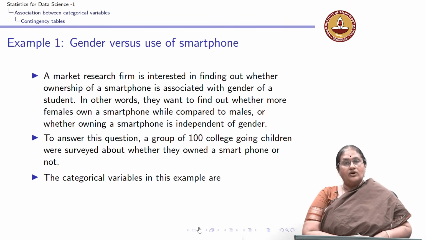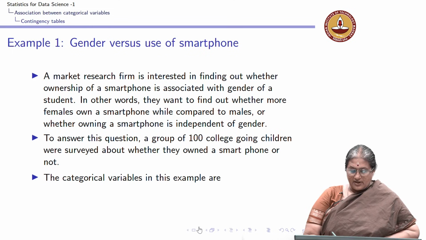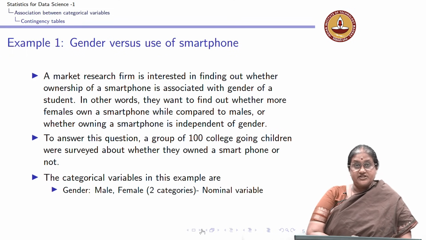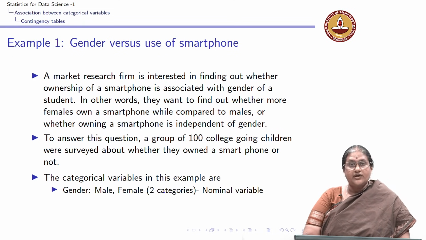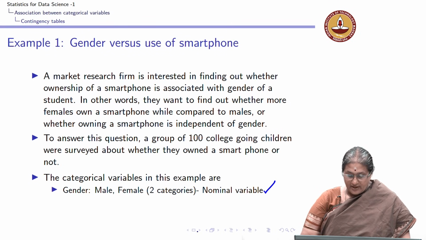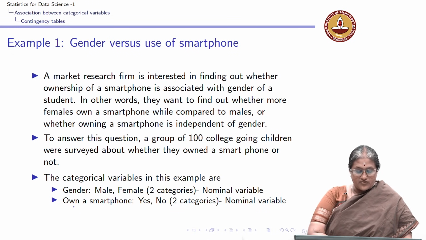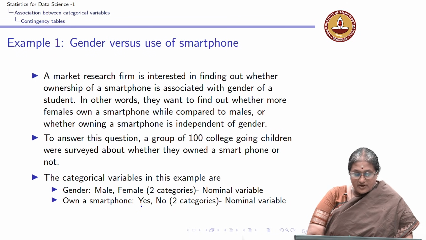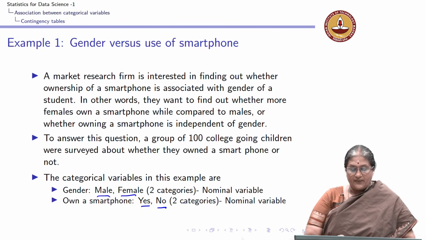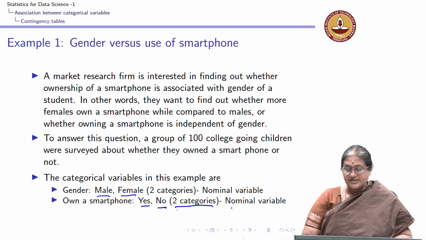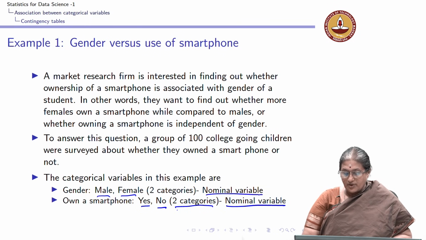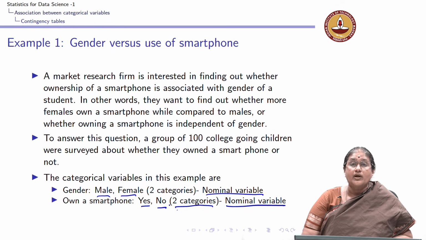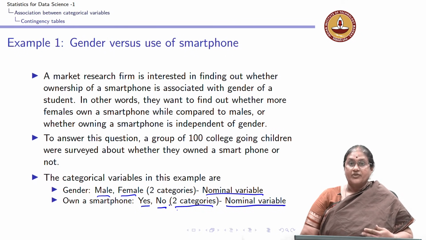So, what are the categorical variables in this example? The first categorical variable is gender. There are two categories, and we know that gender is a nominal variable. The next categorical variable is whether you own a smartphone or not. The values this variable takes are yes and no. The values gender takes are male and female. Again I have two categories. Again it is a nominal variable because there is no order in this variable.